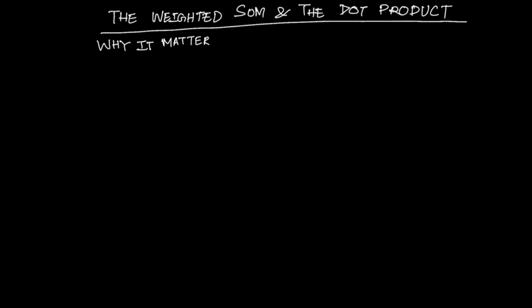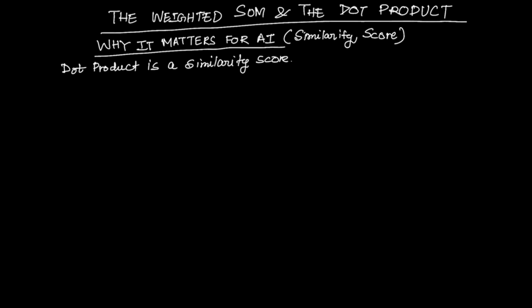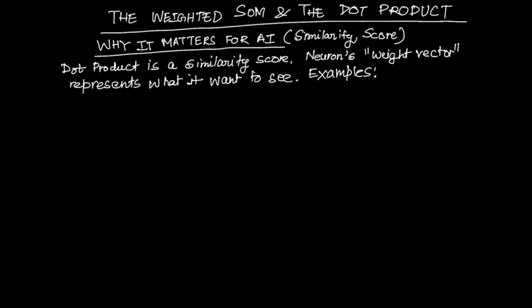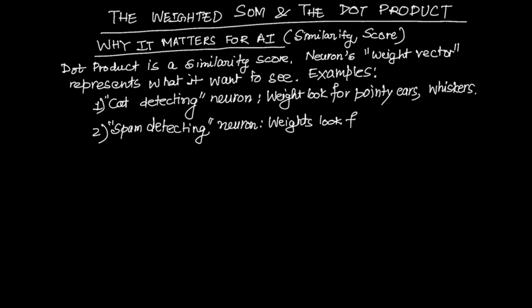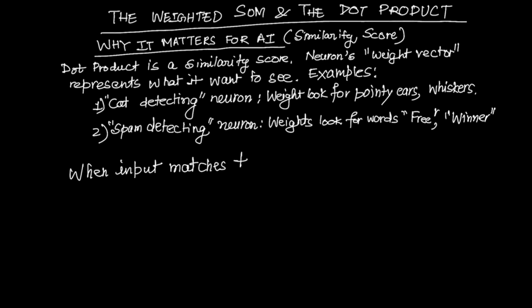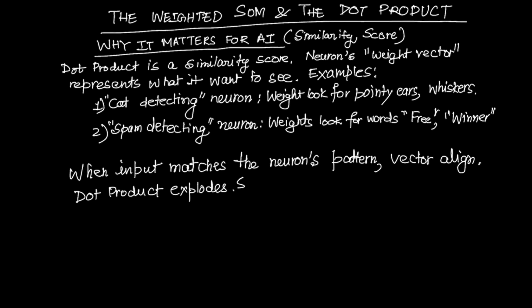Why does this matter for AI? Because the dot product is actually a similarity score. The neuron has a weight vector that represents what it wants to see. For example, a cat detecting neuron has weights that look for pointy ears and whiskers. A spam detecting neuron has weights that look for the words free or winner in the email. When an input comes in that looks like what the neuron is hunting for, the vectors align. The dot product explodes. The sum is high. The neuron gets excited.